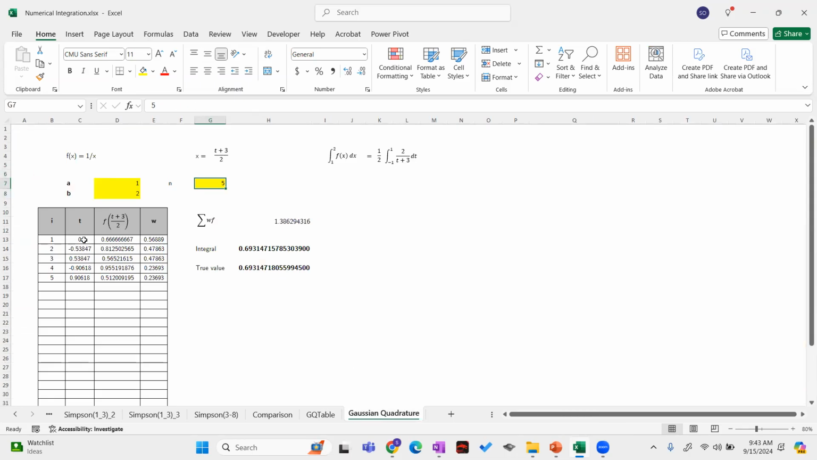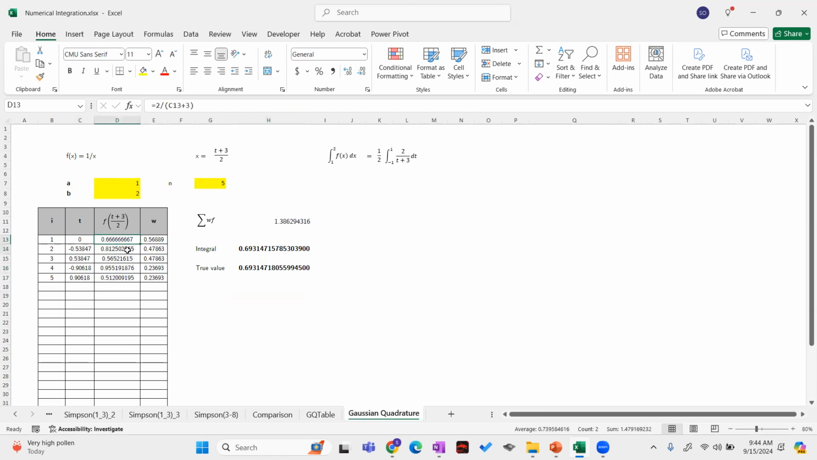Okay, so these are my points and these are the weights. Value of the function, f of t plus 3 by 2, which is essentially 2 by t plus 3, correct? Because f of x is 1 by x. So that's it. So 2 divided by 0 plus 3. This is 2 divided by this point plus 3. Okay, so at these points, I'm evaluating my function.